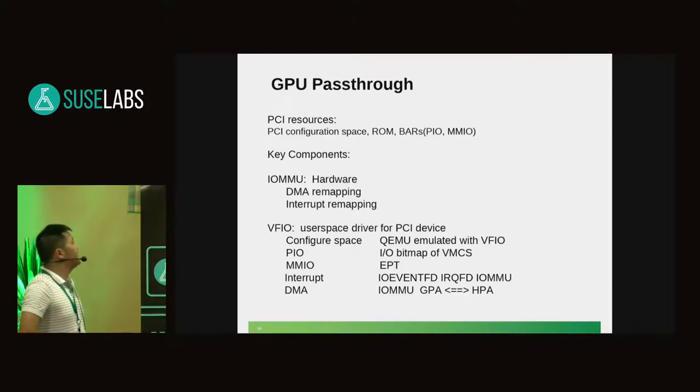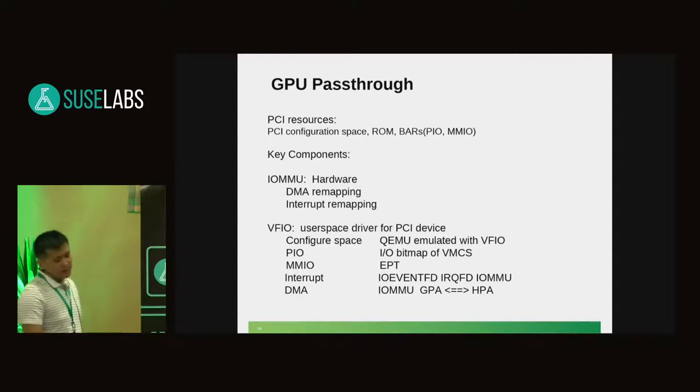As with PCI pass-through, there are two components you need to learn about. First is the IOMMU from VT-d, the IO virtualization part. This is real hardware inside a CPU, same as the MMU, but works for the IO address only. And it could do DMA remapping and interrupt remapping there. With this support, VFIO could fully support, in this scenario, GPU pass-through.